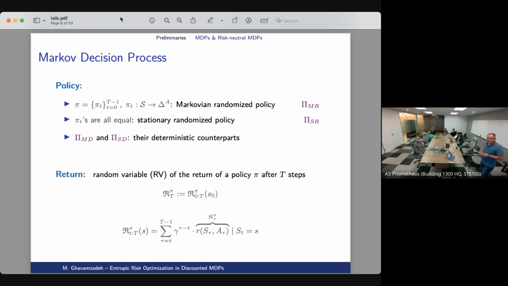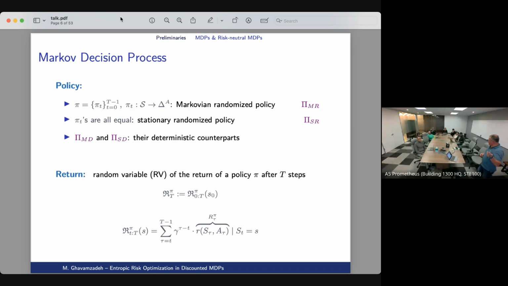And then for policies, I didn't include the history-dependent policies in this slide, but one class of policies that is quite general is Markovian randomized policies. In a Markovian randomized policy, for each time step you have a policy, so the policy is a set of policies at different time steps, and of course we assume they can be randomized. The equivalent for the deterministic case is pi MD, where we are still Markovian but each policy is deterministic. And if all these policies at different time steps are the same, then we get the stationary randomized or stationary deterministic case.